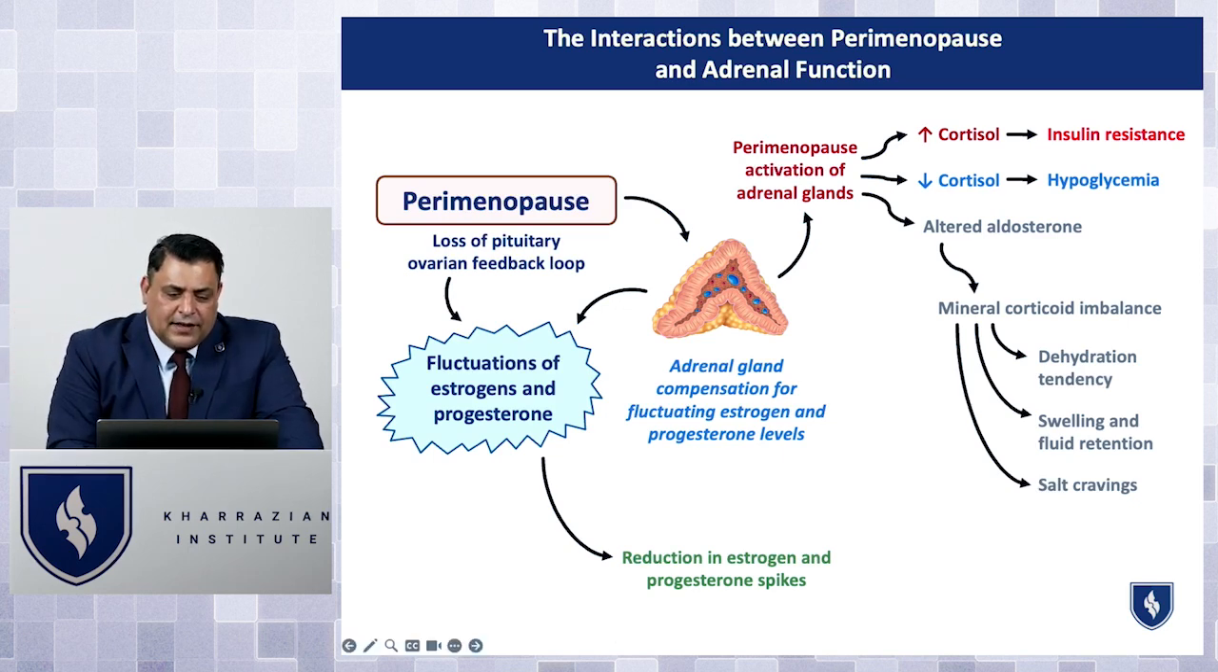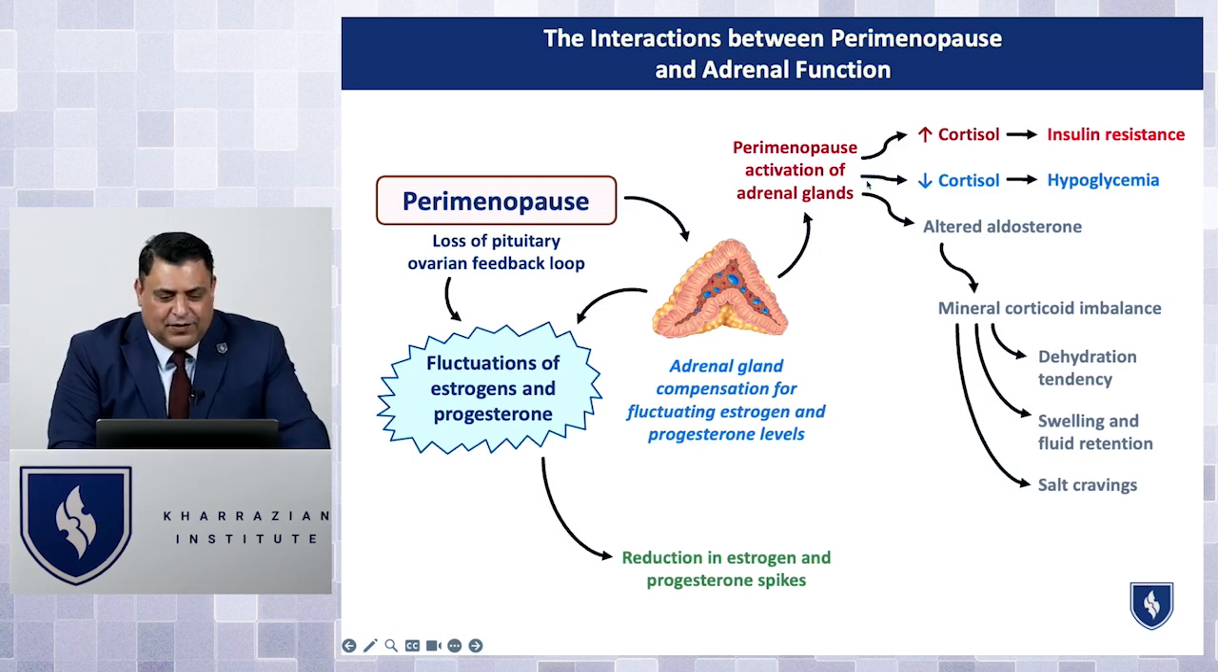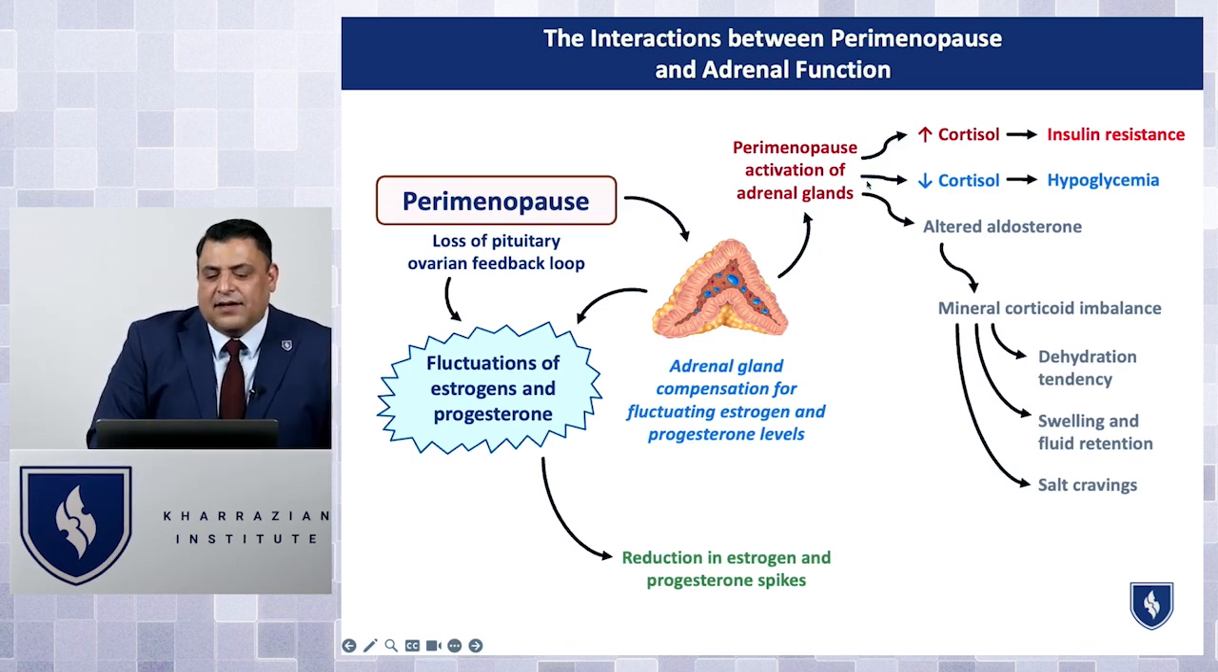Now, you should also know that in some people that never had adrenal problems before, as they go into perimenopause and lose their pituitary ovarian feedback loop, perimenopause itself activates the adrenal glands and puts a lot of stress on them. Now they start to get insulin resistance development, hypoglycemia, altered aldosterone levels, which then leads to mineralocorticoid imbalances. So they can get dehydration tendencies, swelling and fluid retention, salt cravings.